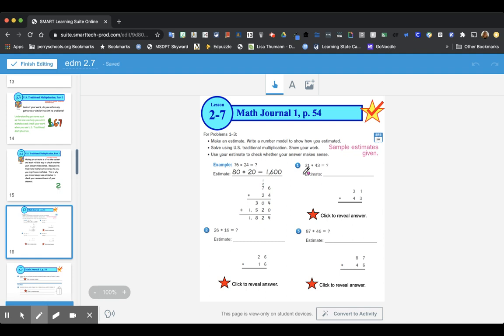Now let's look at number 1 together. 31 times 43. So same thing. I'm going to write it over here, though, for more space since we can see it better. I'm going to rewrite it like they did. 31 times 43.